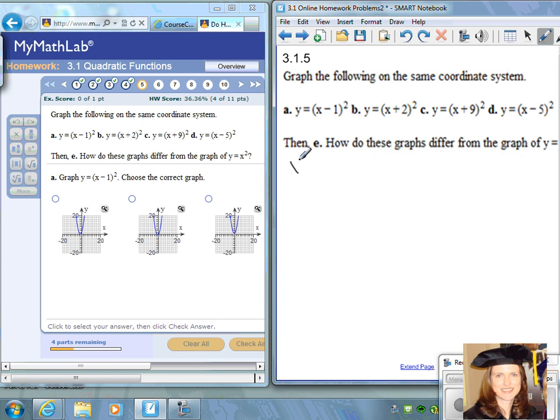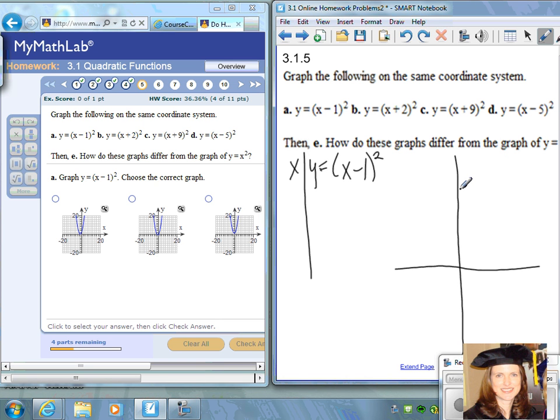When you're graphing the first one, where you have y equals (x minus 1) squared, this is a parabola that has been shifted to the right 1 unit. So where your normal vertex would be at (0, 0), this vertex has been shifted to the right 1.